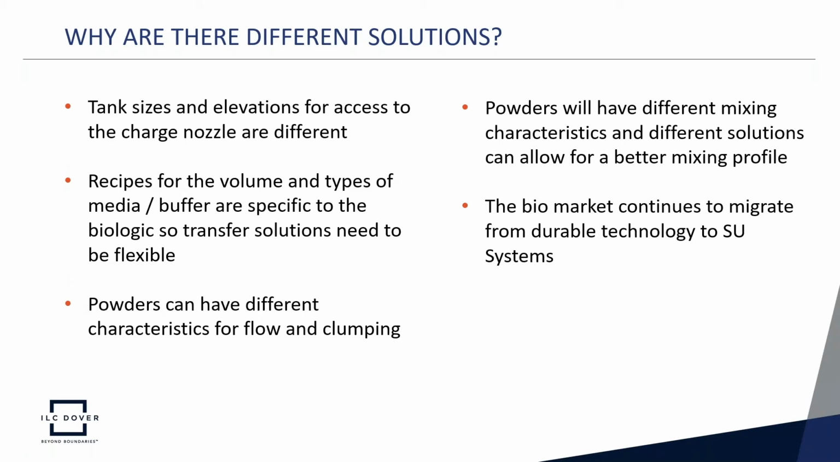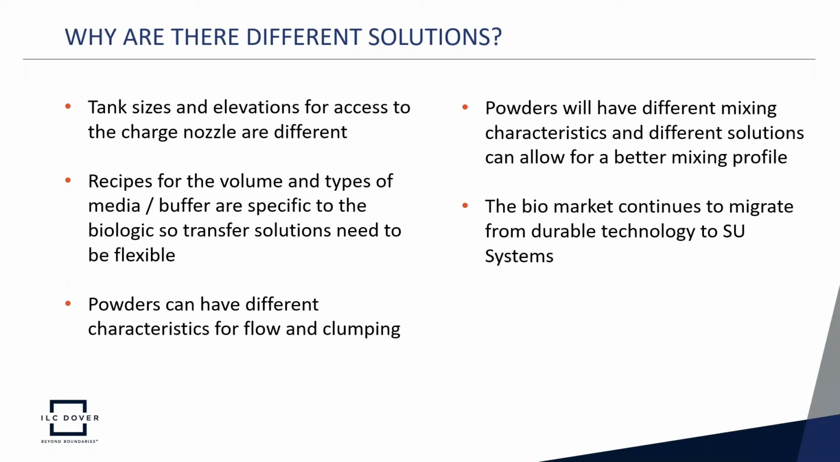So why are there different solutions? We'll show three different types of solutions. Well, every plant is different and every process has its own idiosyncrasies. So tank sizes are different. The elevations for those tanks are different. Sometimes we have to climb a mezzanine. Sometimes it's closer to ground level, but certainly tanks and elevations are a big part of the reason to choose one solution over another.